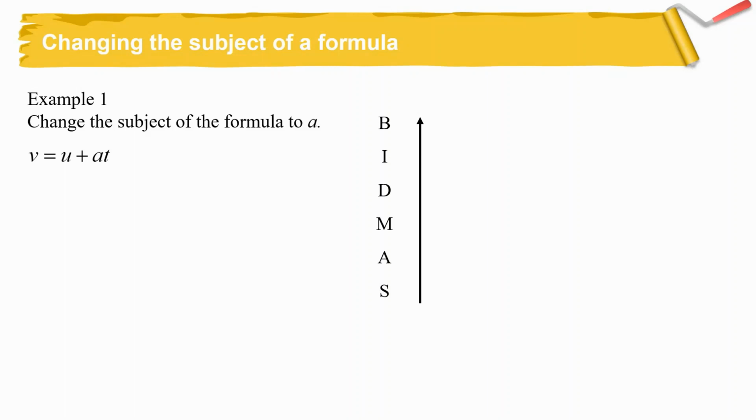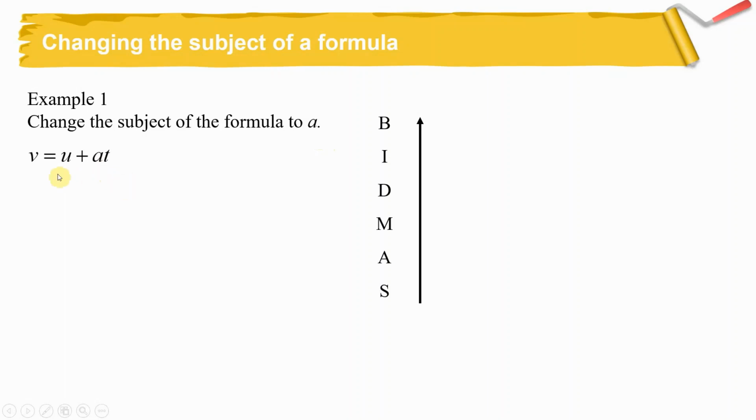Hi everyone. In this video we are going to focus on changing the subject of more complicated formulas whereby you will be seeing more than two variables. But don't worry, we will just treat other variables like numbers. But the two important variables are the initial variable, the subject, and the subject that we want to change. In this example, it is A.